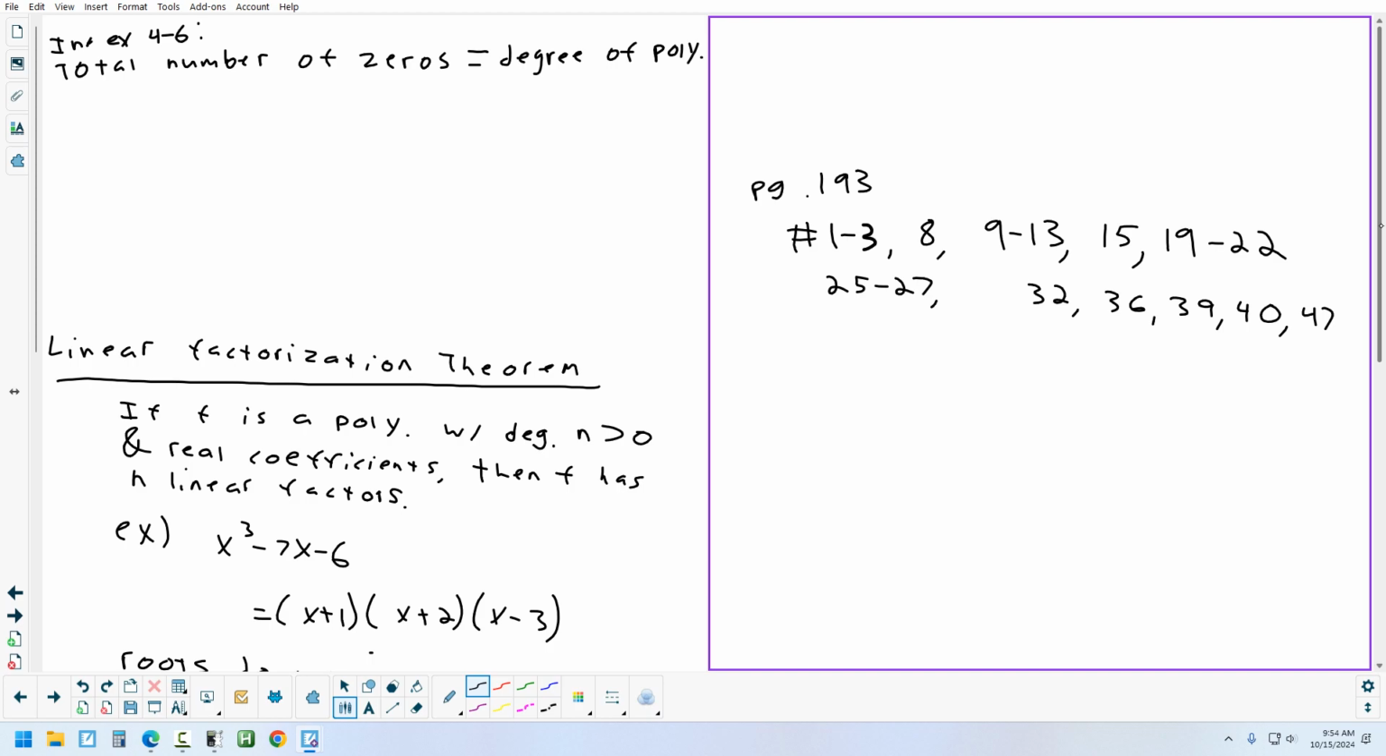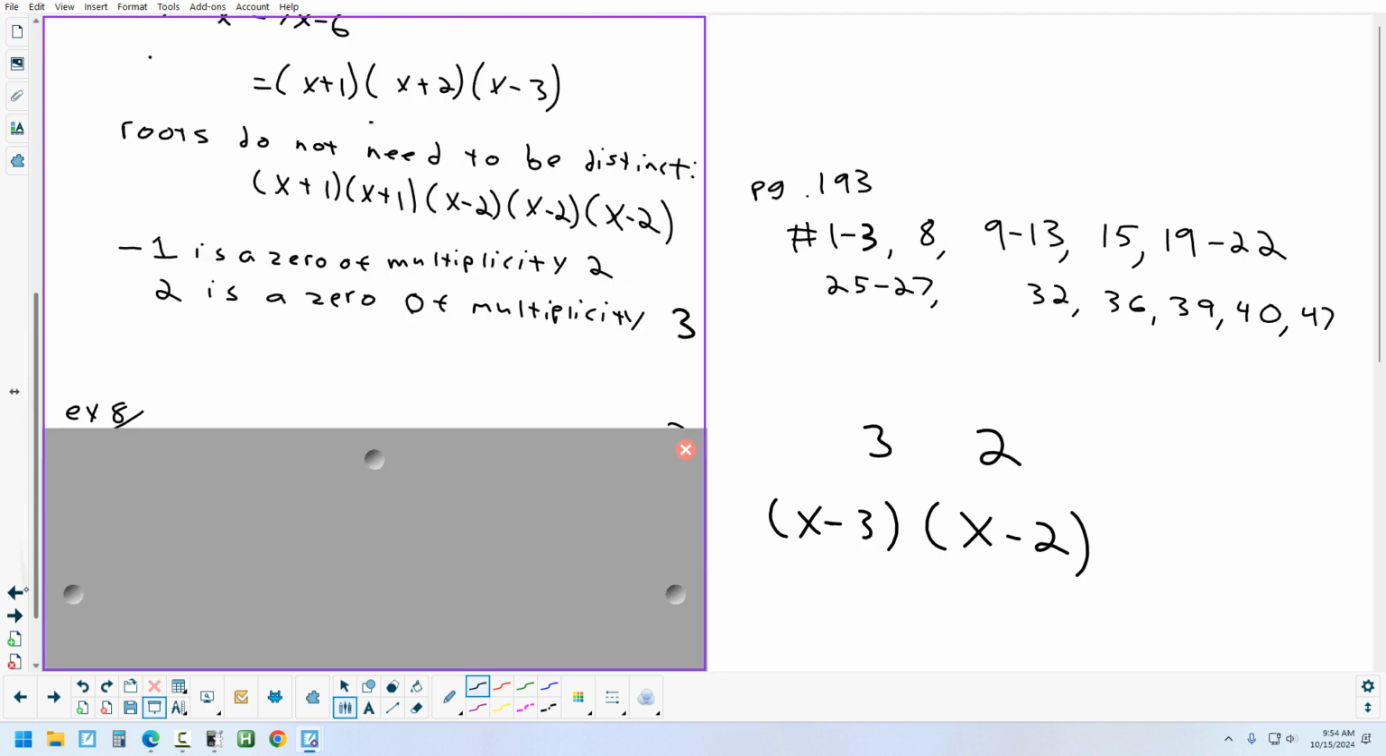So that is the homework for tonight. The only thing we didn't specifically talk about is, if I told you that 3 and 2 are roots, we know that x minus 3 and x minus 2 are the factors. You can do exactly the same thing with imaginaries.